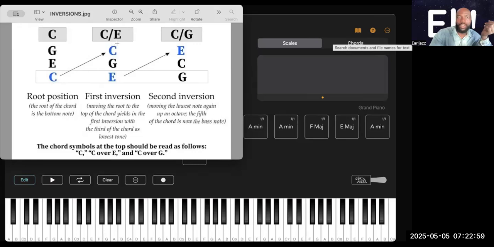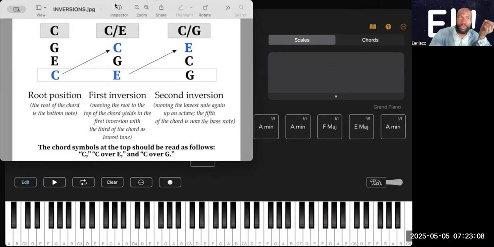So your C moves to the top for your first inversion, and your E, which was the next note, has now moved to the bottom. And the same thing happens where your G, which is the second note in this first inversion, now moves to the bottom, and E moves up. Do you see that? So root position C, E, G; first inversion, E moves to the bottom, and C moves up.